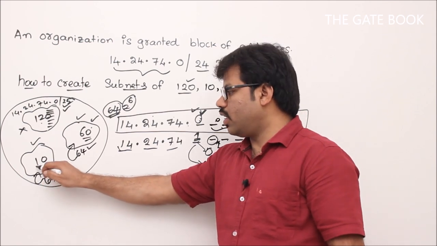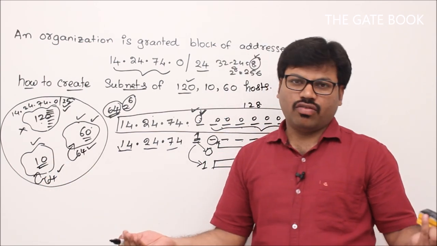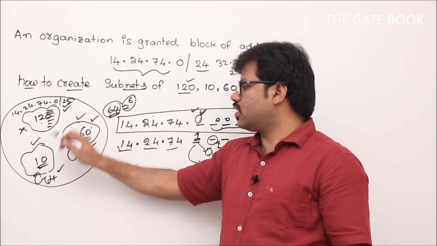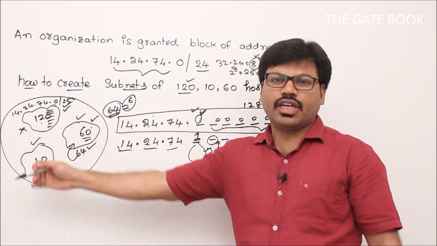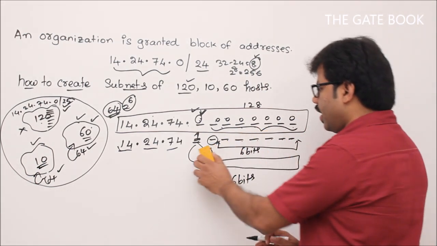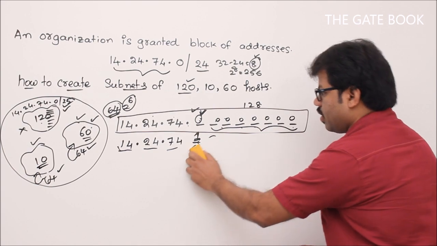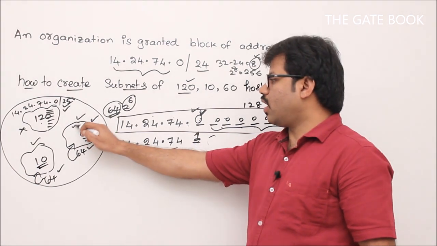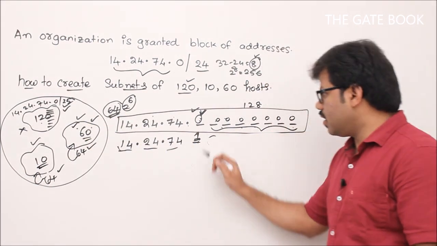Of course, this fellow doesn't need 64, but what to do? Your requirement is only 120, 60, 10. Then that remaining 64 we can give to that. Sufficient or not is what is important. Okay. So for that, let's focus on the first thing, this one. How to give the network address to this one? Simple. Already this is fixed.